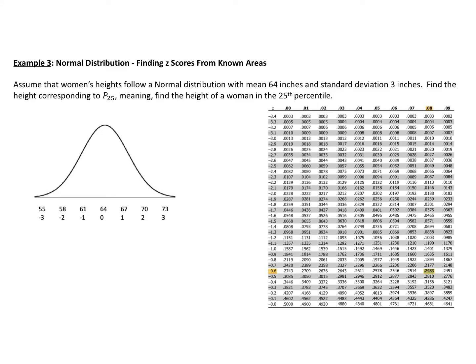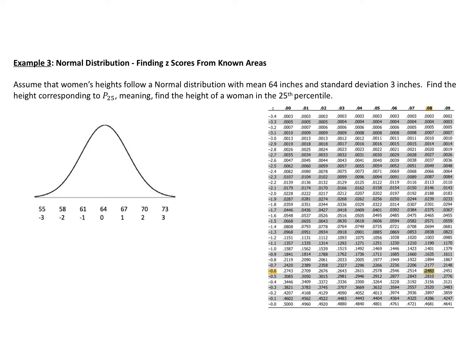Now let's take a look at a question that is the opposite of what you were doing in example two. So here, we are given a specific area and we're asked to then find the missing value. And the missing value here would be the height that corresponds to a specific area.